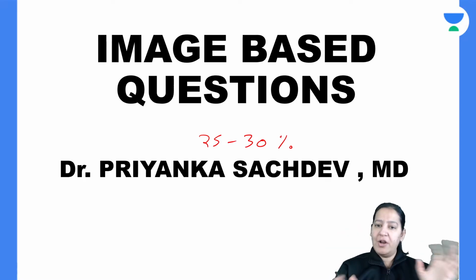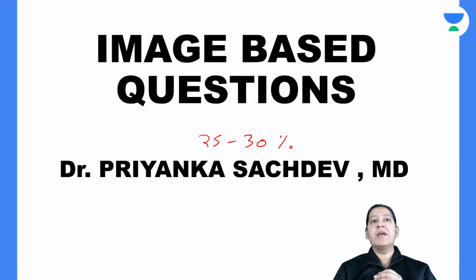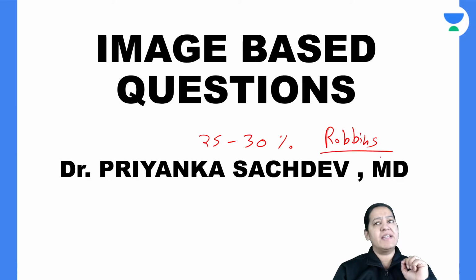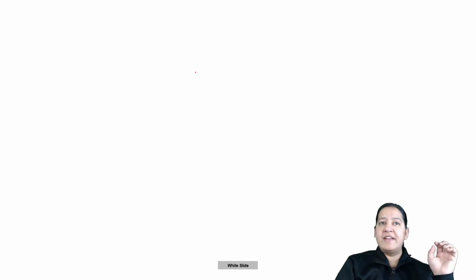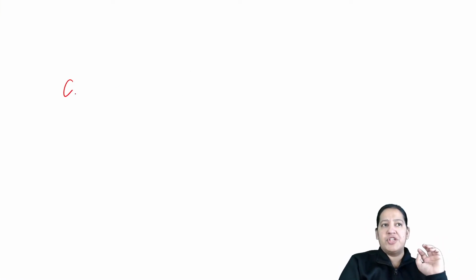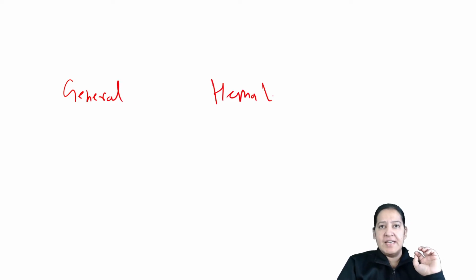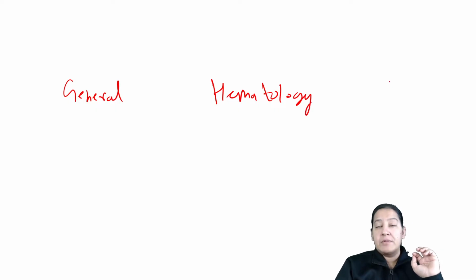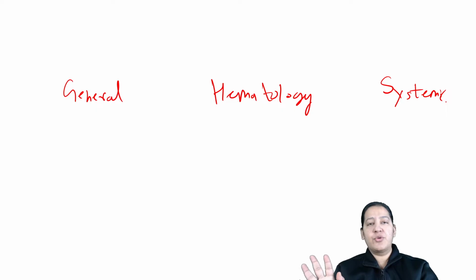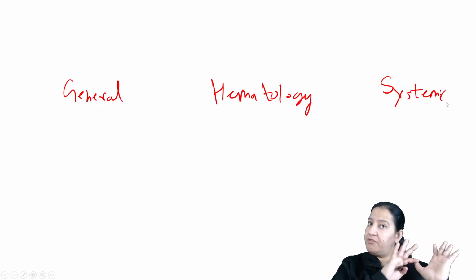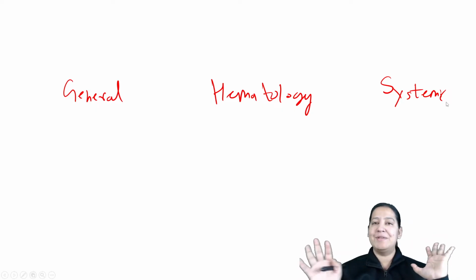So here in pathology, I am going to launch this series today. From the entire Robbins, I will cover all the images of the Robbins. I have divided the entire pathology into three portions. We have general pathology, we have hematology, and of course the most important, systemic pathology. I will cover image-based questions from all of them.